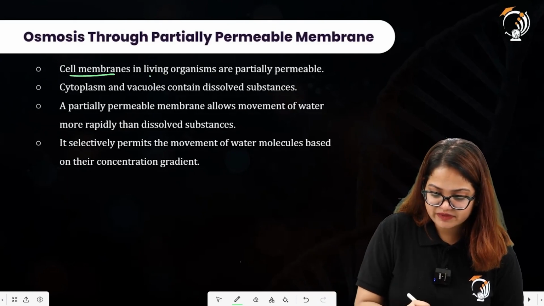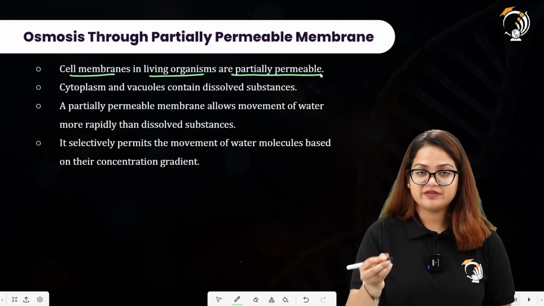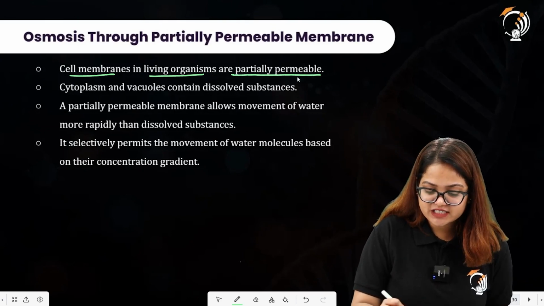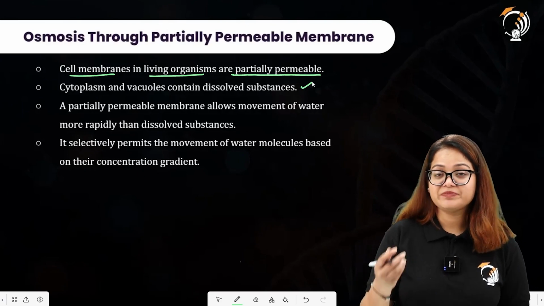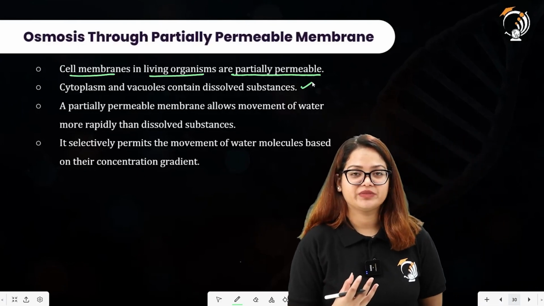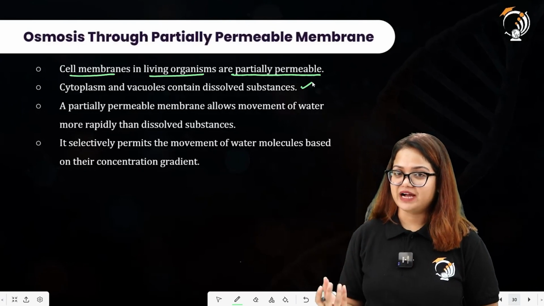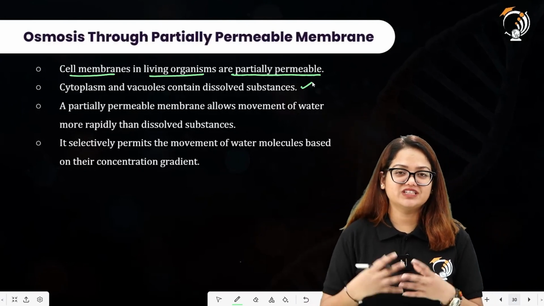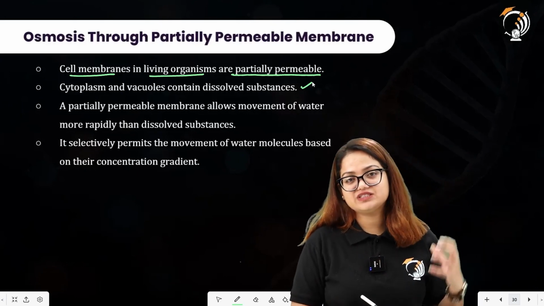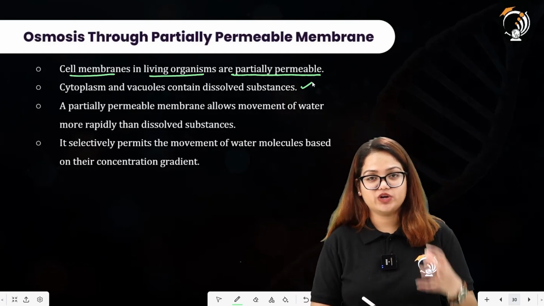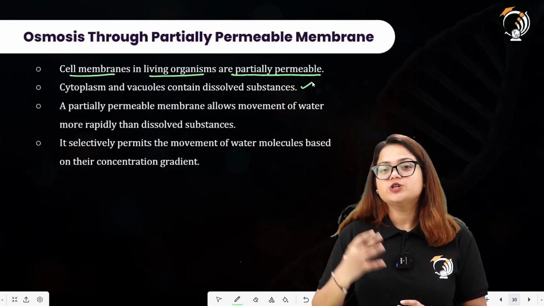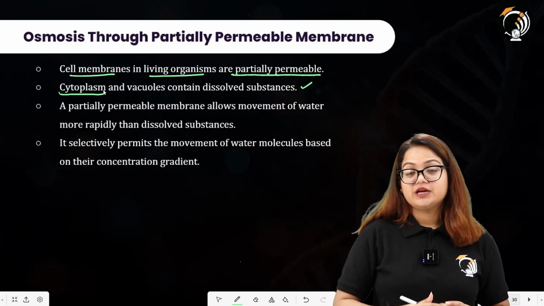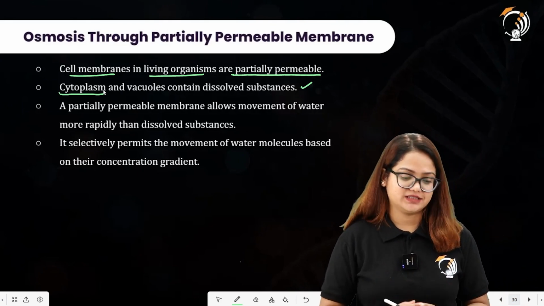So cell membranes in living organisms are partially permeable. We have already had a discussion about the cell membranes. Cytoplasm and vacuoles contain dissolved substances. In the vacuole they have cell sap when we talk about plants. In plants, vacuoles occupy up to 90% of the volume of the cell, and inside the vacuole we have the cell sap that mainly has water as the component, and there are dissolved solutes in it. The cytoplasm itself has a large amount of water in a cell.